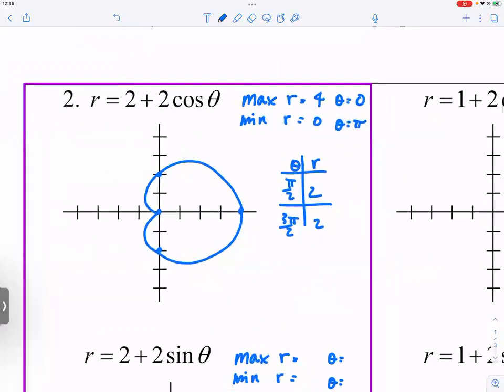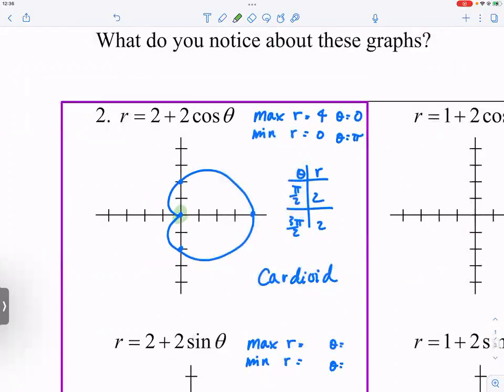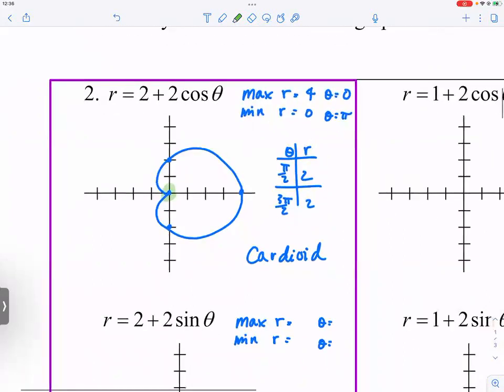So we call this kind of shape a cardioid. Okay. So a cardioid would always have this kind of feature, that it has a little sharp turn at the origin. And hey, it's cosine, so look at the orientation. The big part of it is still aligning on the x-axis.